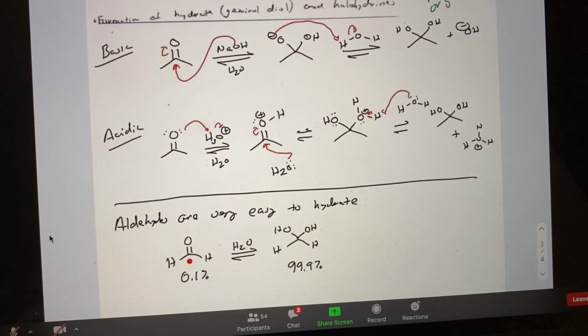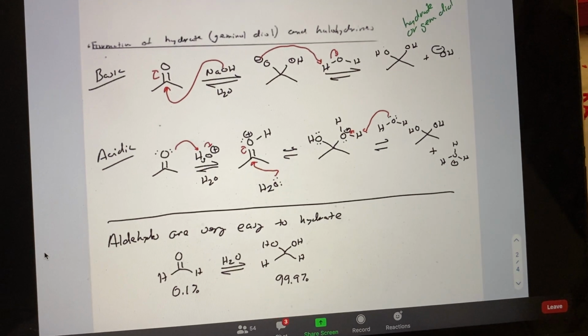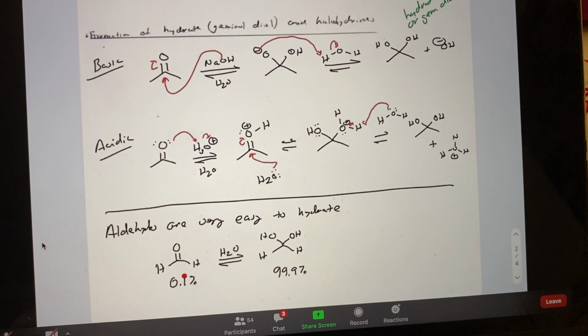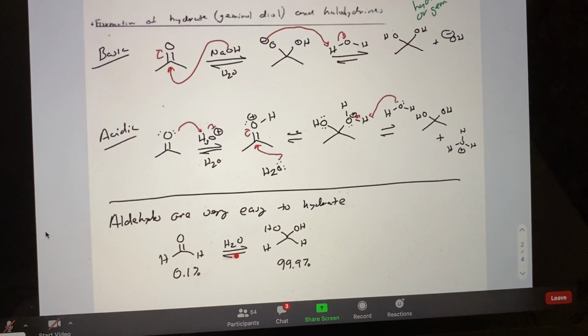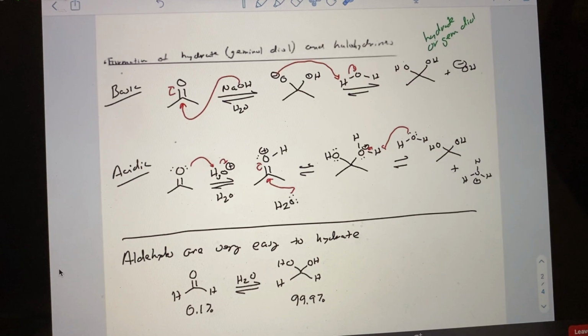So what you really need to do is to dry it, try to get rid of as much water as possible. So if you're working in the lab with aldehydes, it's oftentimes very difficult because you really need to exclude water because they have this hydrated form. It's so easy to make.